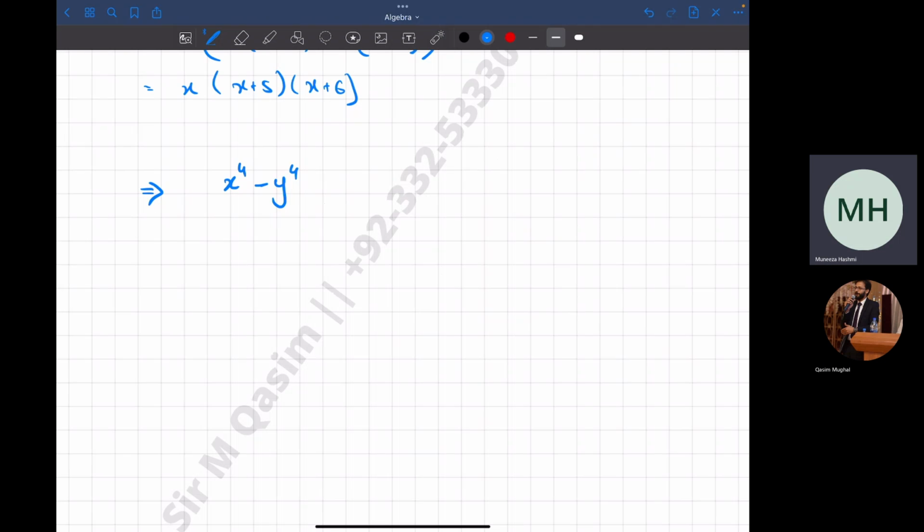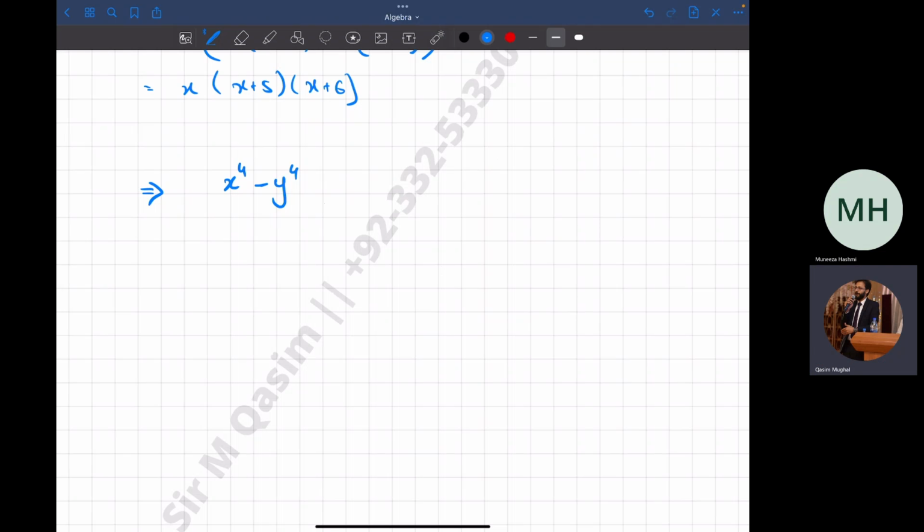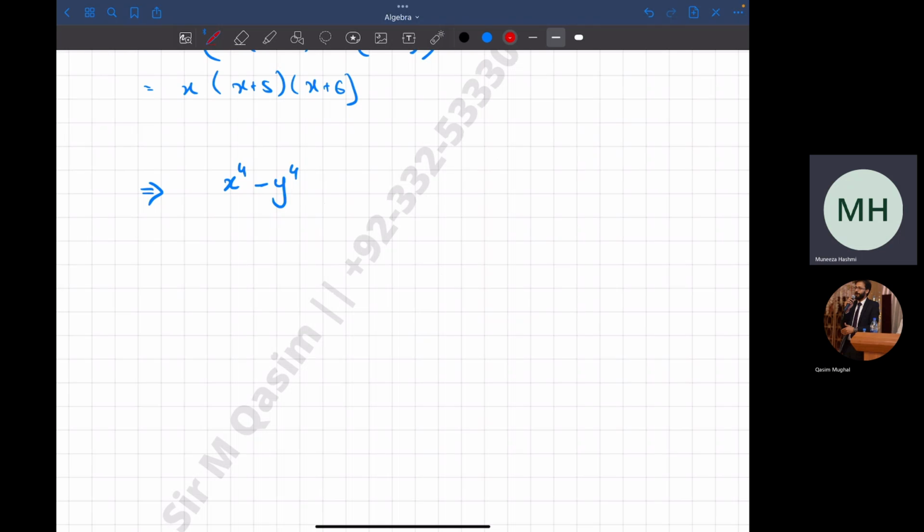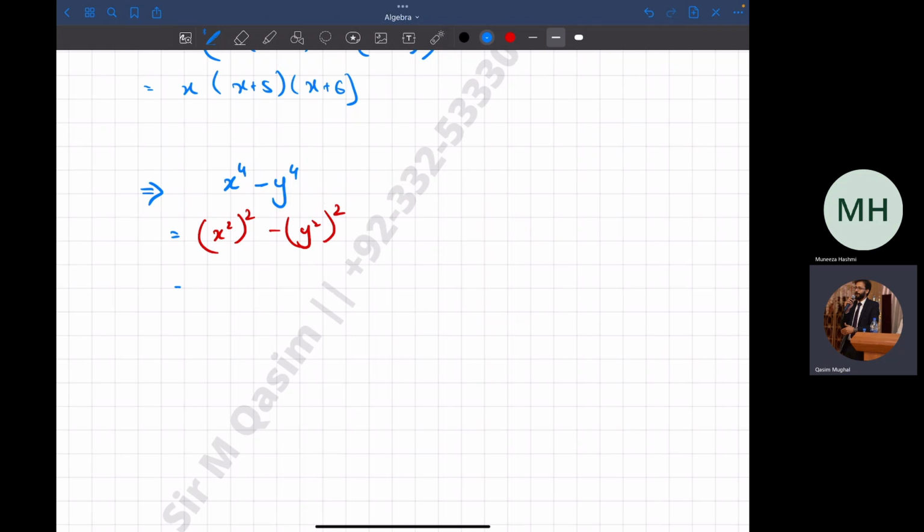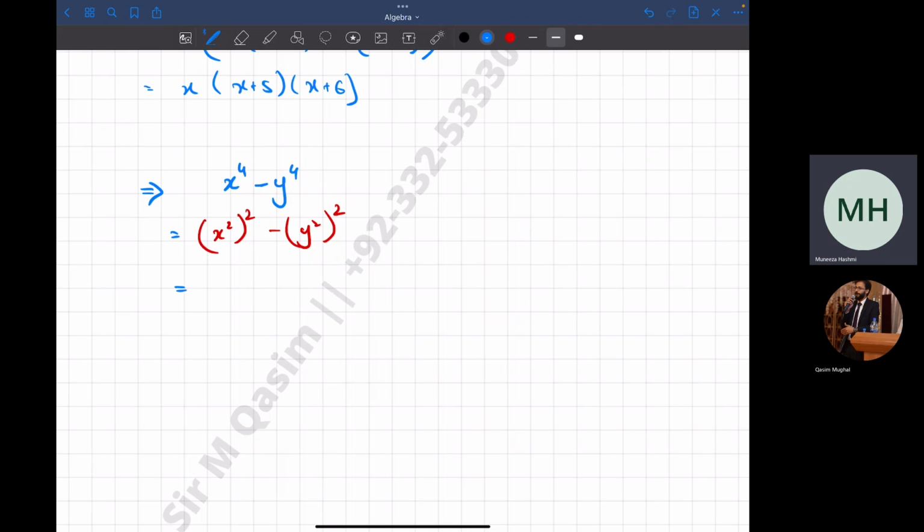Can we use one of the identities on this? Yeah, we've got two terms. There's a minus sign. The first thing which we are going to check is if we can rewrite them as a square, or difference of squares. Can you? Yeah, like x squared whole squared, and y squared whole squared. So I am able to do that. So I'll be applying the third identity. What is that?